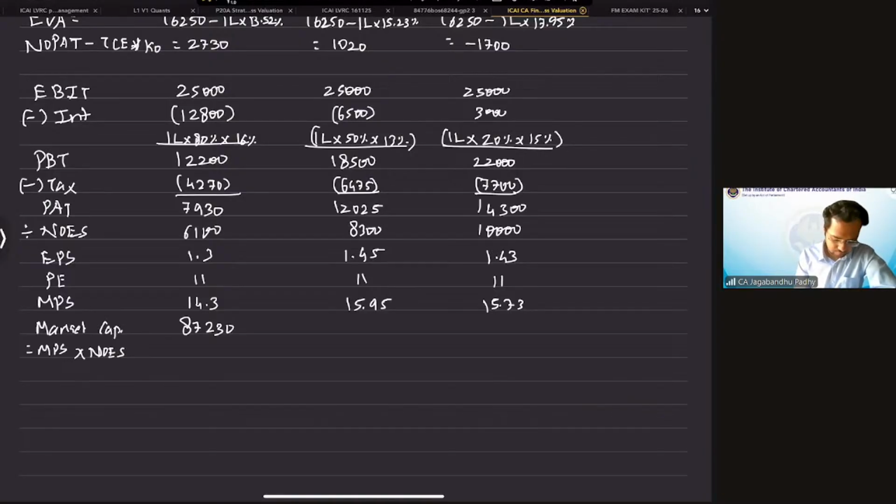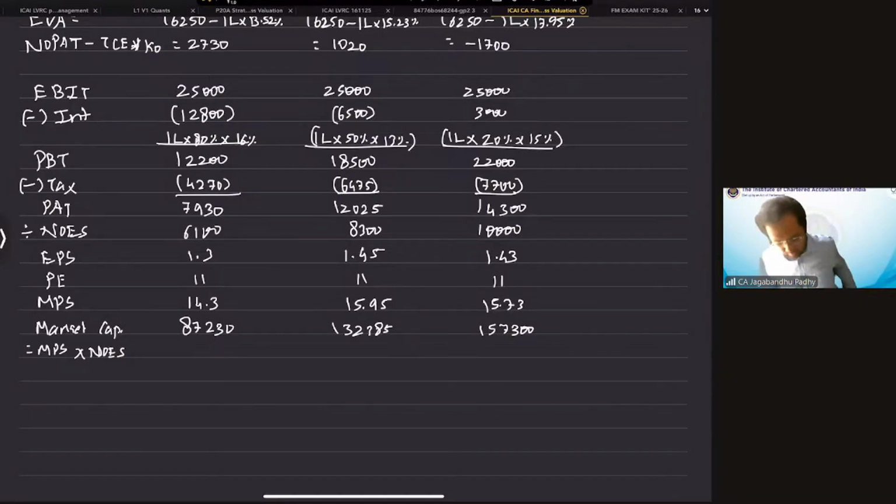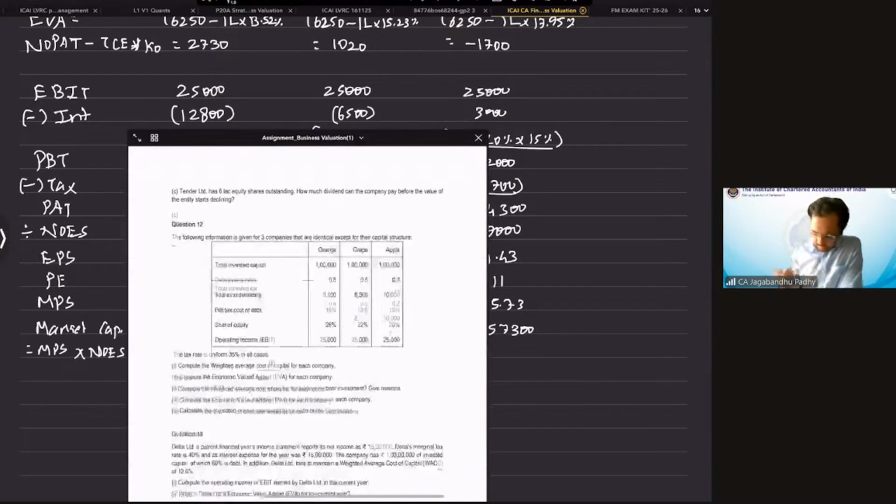15.95 into 8,300. This is 132,385. And then finally it is 15.73 into number of equity shares, 10,000, which is 157,300. So 1,57,300. That's your market cap. That's, I think, the last part that we had required for the question.